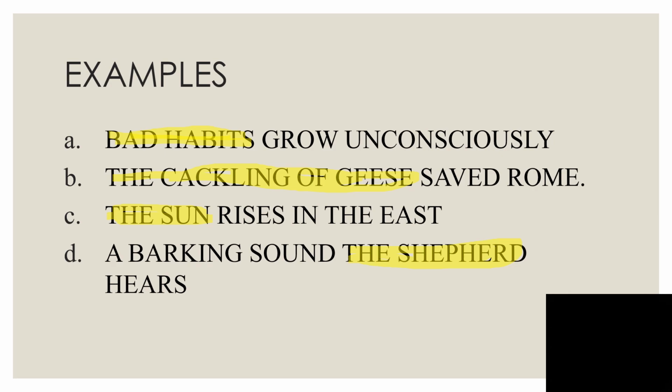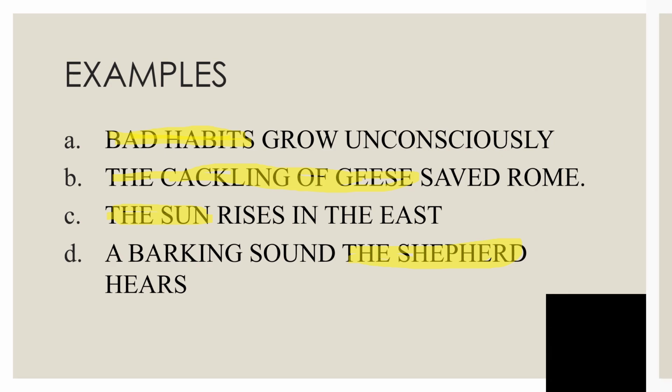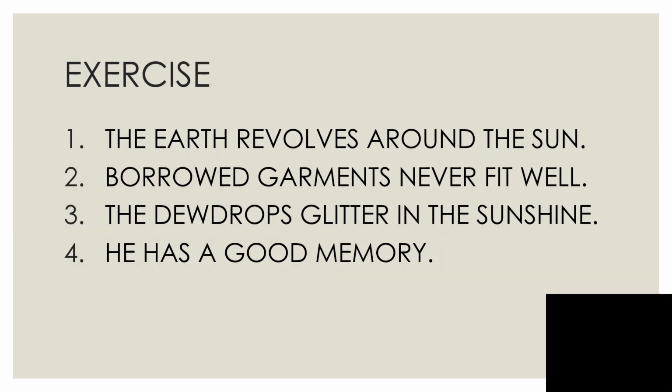Now let's move on to another slide for an exercise. So let us do an exercise. There are 4 questions. The first one is: the earth revolves around the sun. Second one is: borrowed garments never fit well. Third one is: the dewdrops glitter in the sunshine. Fourth one is: he has a good memory. So pause the video and try to do these questions by yourself. Definitely I'll provide the answers to these questions, but please try to do this by yourself first and then listen to my answer.